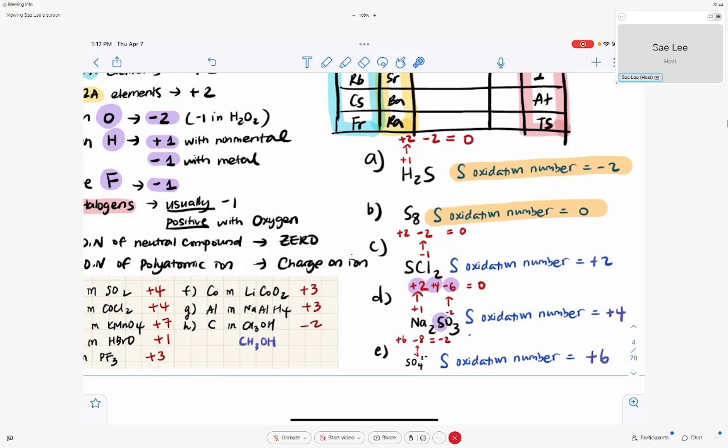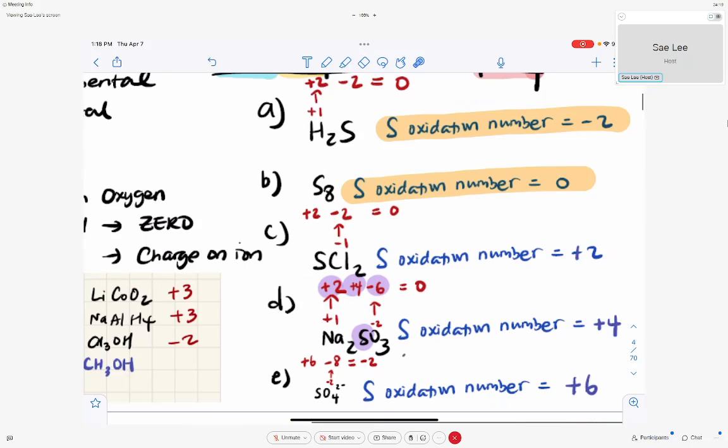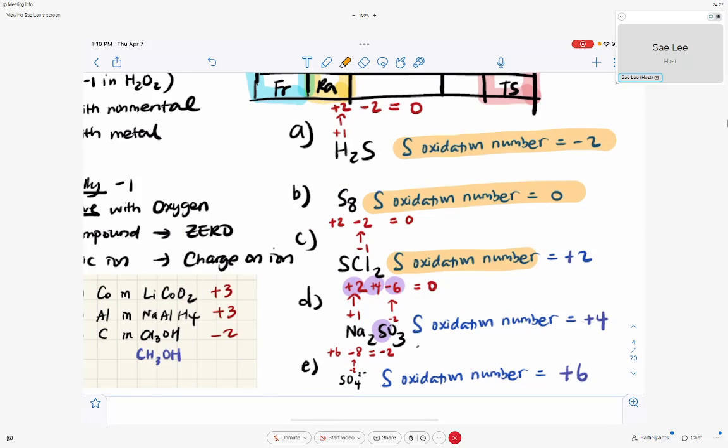Each chlorine atom has oxidation number -1. Since we have two chlorine atoms, the oxidation number of two chlorine atoms is going to be -2. Also from the fourth rule, we know that the sum of oxidation numbers of the neutral compound has to be 0. So the sum of oxidation numbers of this plus this should equal 0. In order for the sum to be 0, the oxidation number of sulfur has to be +2. So the oxidation number of sulfur is going to be +2.